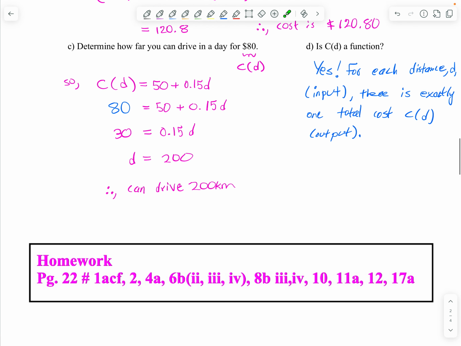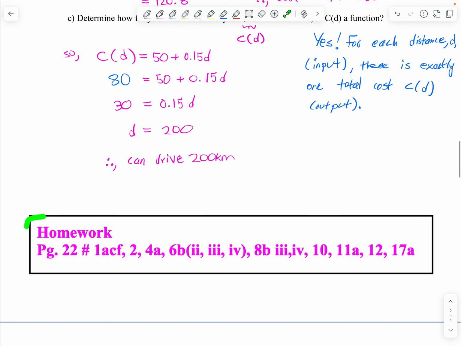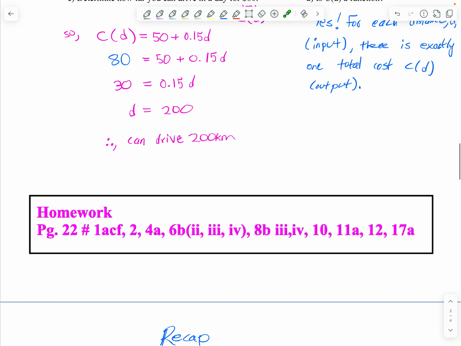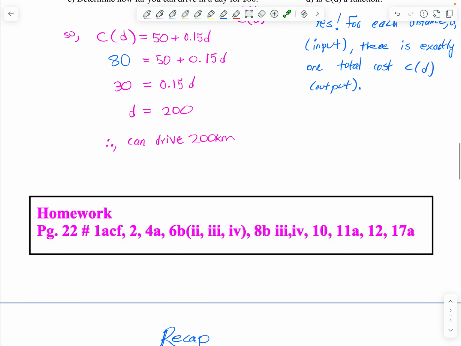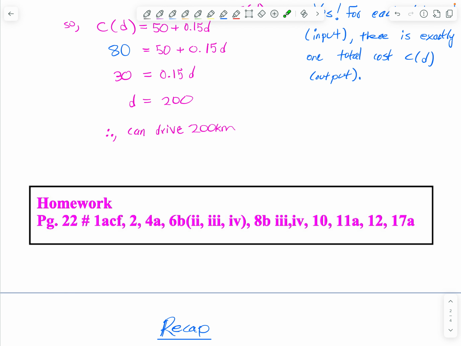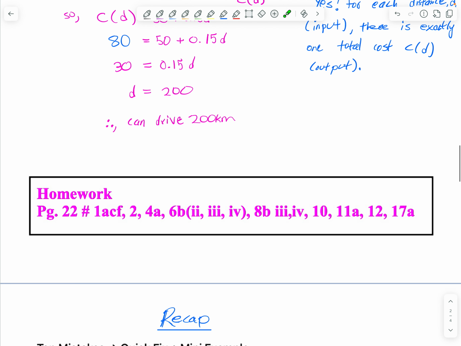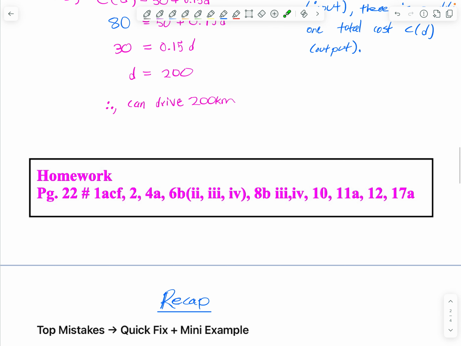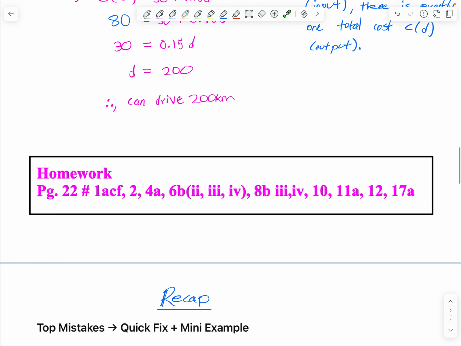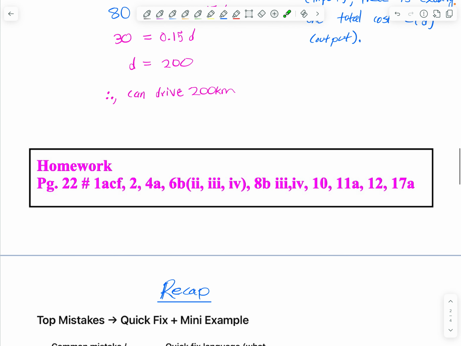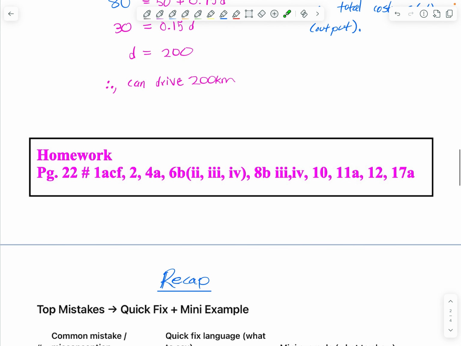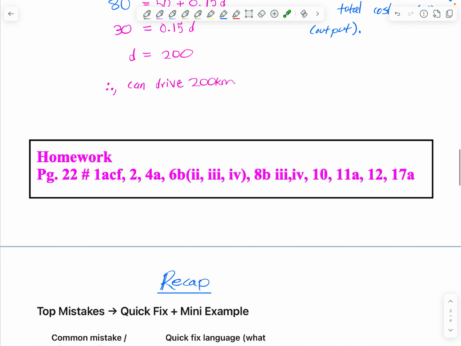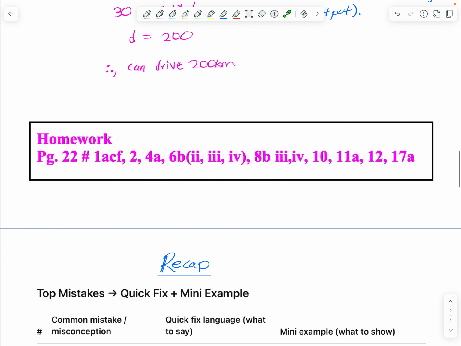Okay, this right here is the homework. Actually, just before jumping into the homework, I went ahead and just for you folks, I used ChatGPT strategically because I asked it, what are the most common misconceptions that students make when they're first learning about functions, right? Because I can understand that it can be a little bit ambiguous. So here's what it gave me, right? It's the common mistake, then a quick language fix, what to say, and then a mini example here. So let's just go through this pretty quick.